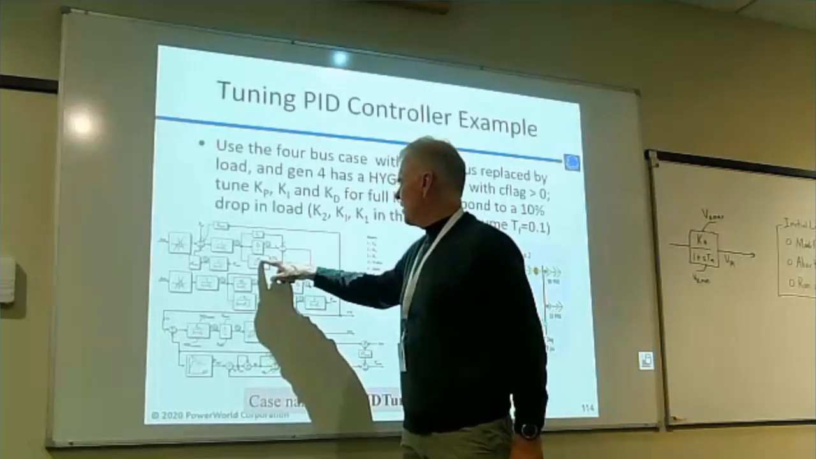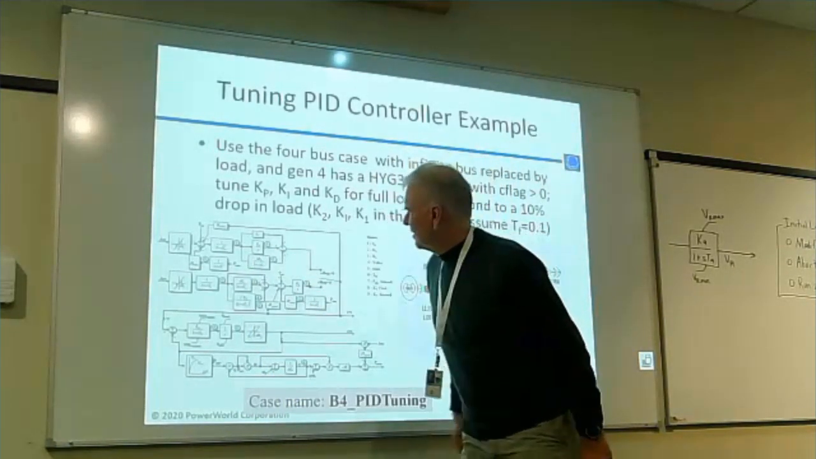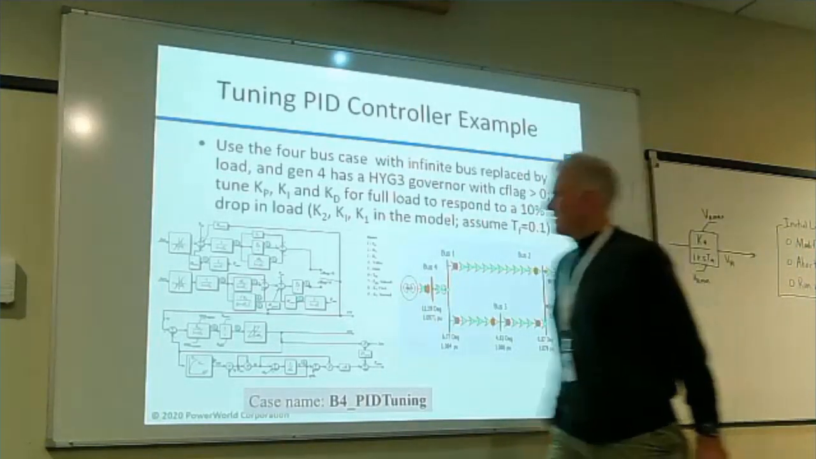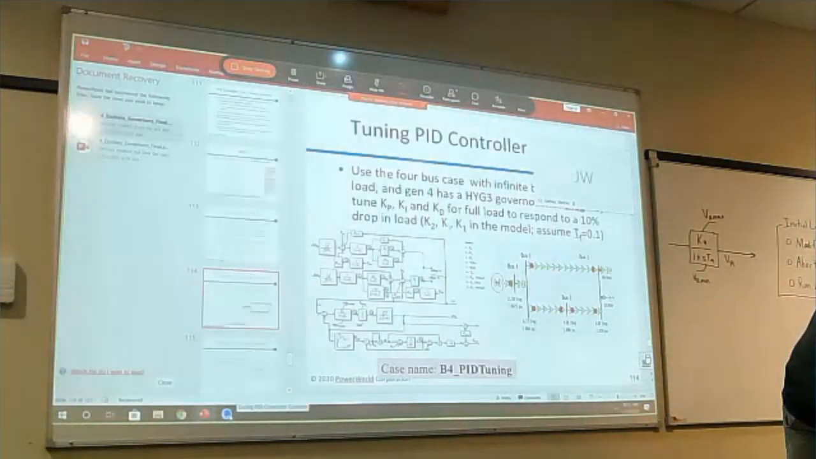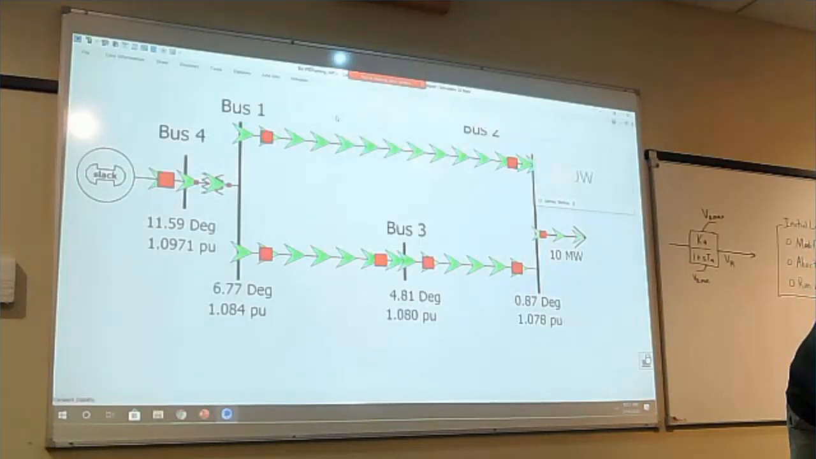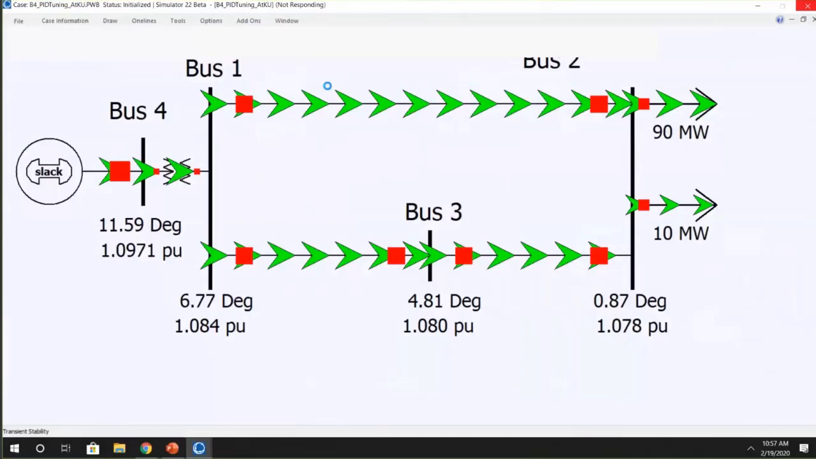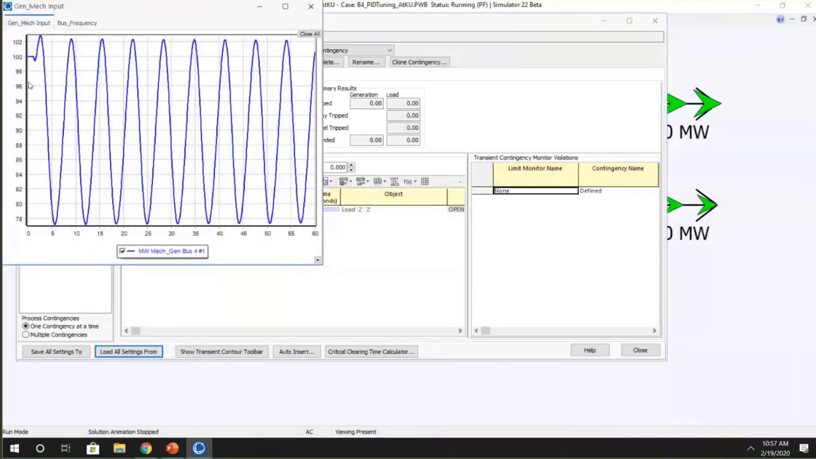Yeah, there's K2 there. K1 is the derivative one. T something is the derivative time constant. And I think Ki is the integral one. In this example, I set it up to be just unstable. So if you run it, you'll see that the mechanical power output is oscillating. Okay, so the contingency is dropping 10 megawatts, and the controller is oscillating.